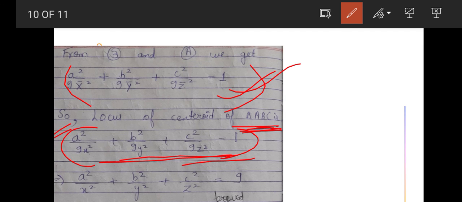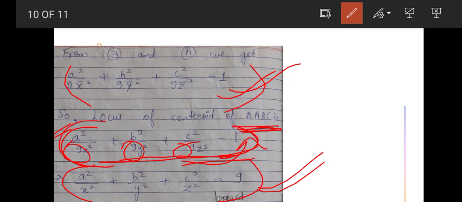By further solving this and taking 9 out from here and putting it on the other side of the equal sign, we get the final answer as a square upon x square plus b square upon y square plus c square upon z square is equal to 9, which is the required condition to be proved in the question. Here we have solved our example very clearly.